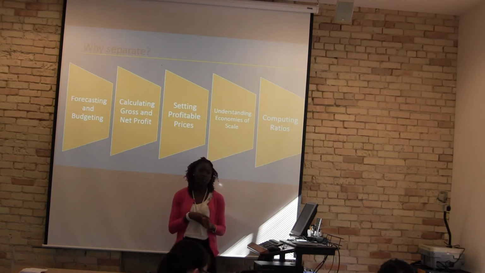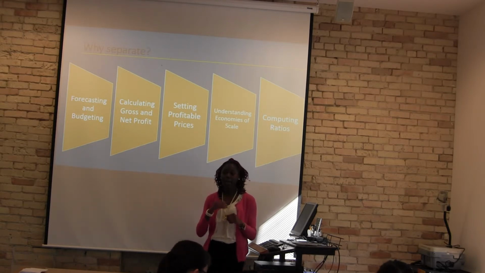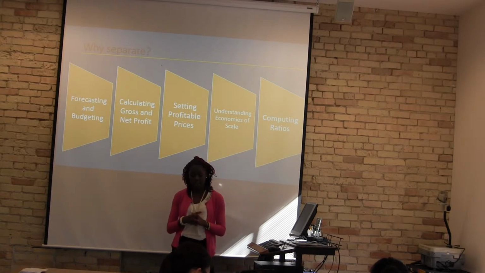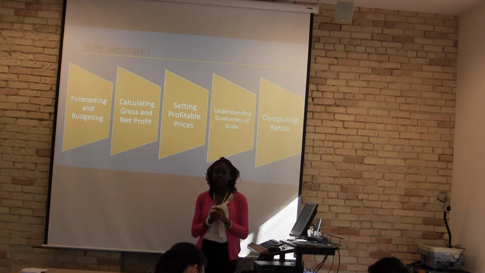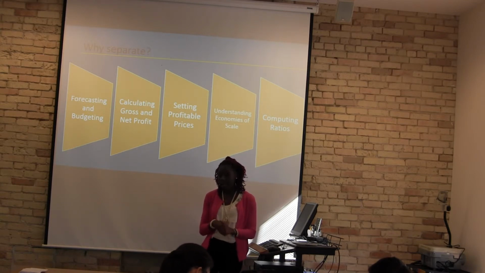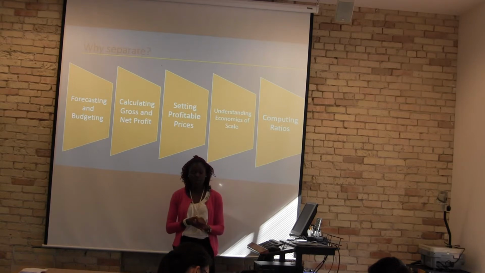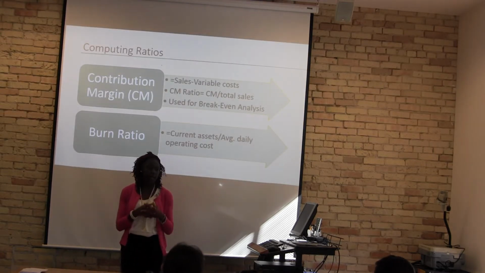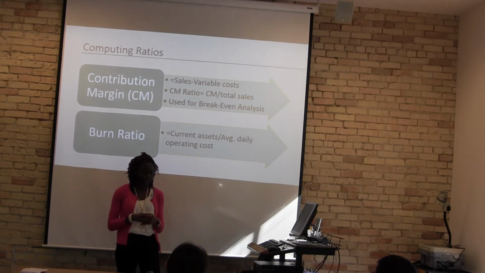Businesses don't want to price their products too high or too low where they won't make a profit or their customers aren't satisfied. And it's also used for understanding economies of scale. So the more a business produces, their fixed expenses are spread over a wider base, so they are winning in the long run. And most importantly, it is used for computing ratios. And the two ratios we'll look at today are the contribution margin and the burn ratio.